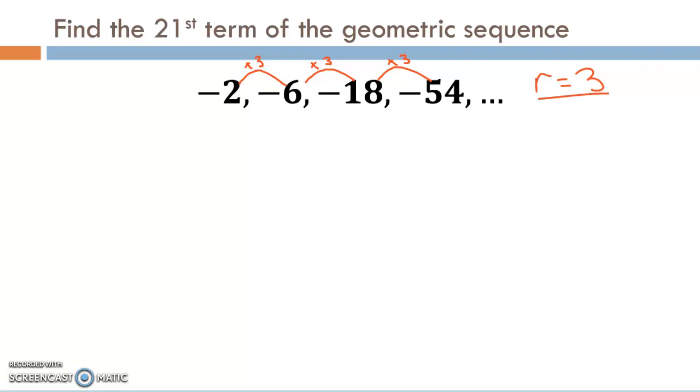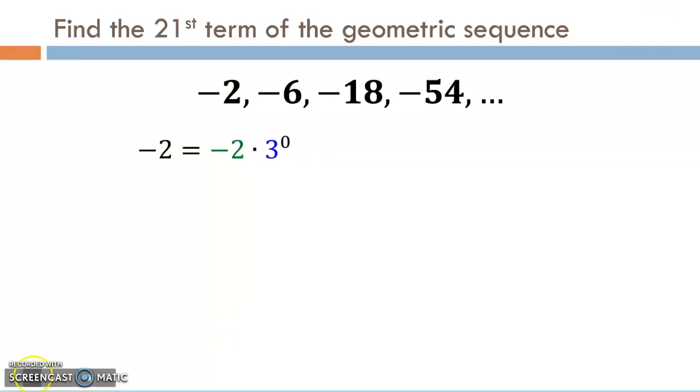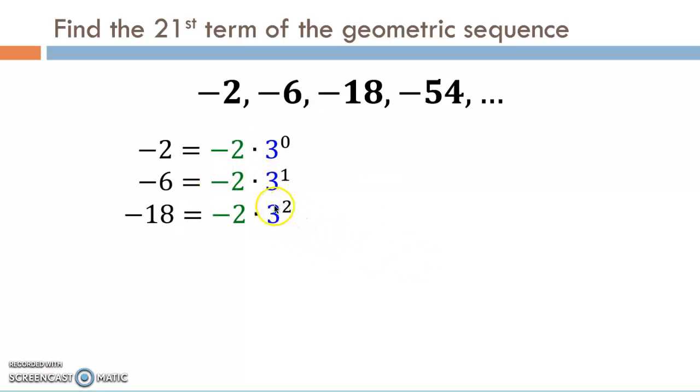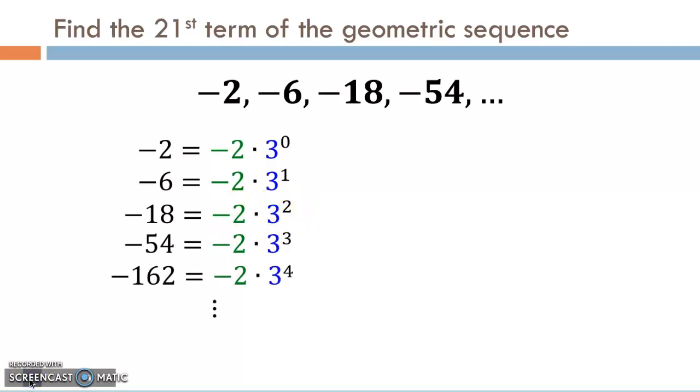Now keep that in mind as I show you the next portion of this. Our first term is -2 times 3 to the 0. I'm not multiplying by 3 yet. But my second term, I multiply by 3 one time. So that's 3 to the 1 power. So I take -2 and multiply it by 3 to the 1 power and I get -6. To get -18, I take my first term, -2, multiply by 3 to get to 6, and then I multiply by 3 again to get to -18. So that's like multiplying my first term by 3 squared. I continue this pattern.